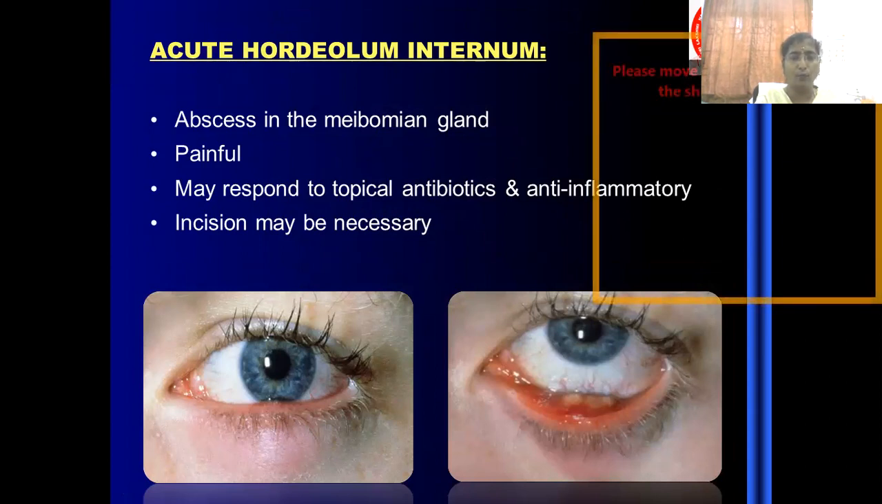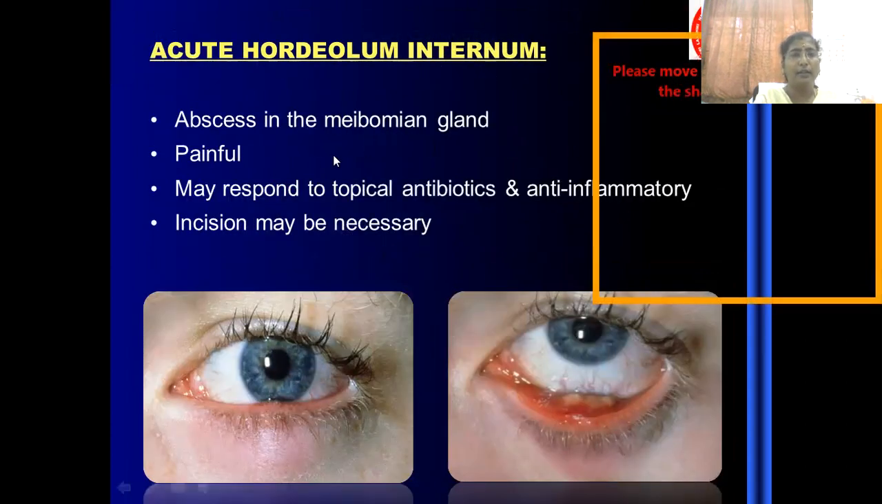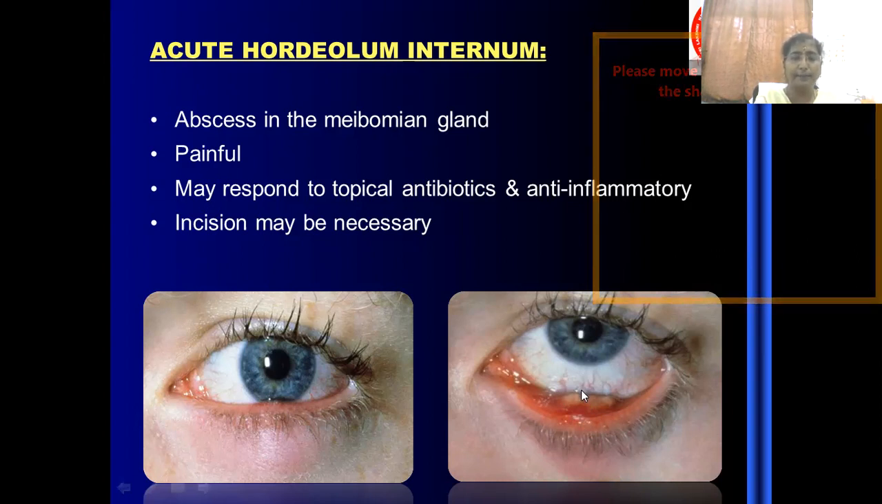It can be internal or external. So there is an abscess in the meibomian gland, and it is painful. It responds to topical antibiotics and anti-inflammatories, and incision may be necessary. It usually consists of an inflamed swelling, and it is painful, with redness and pus collection.